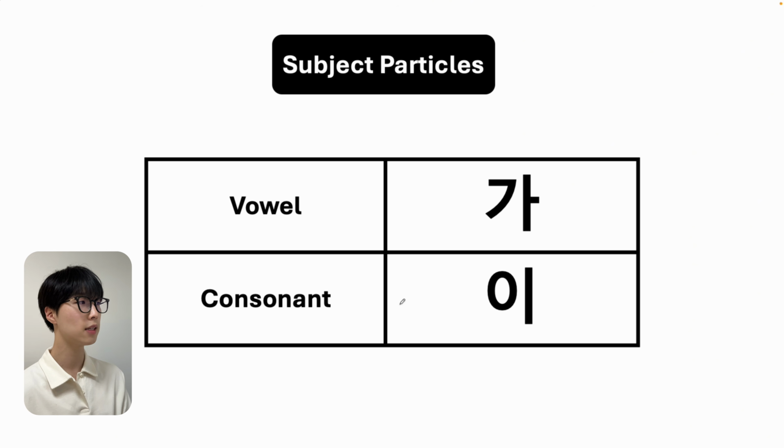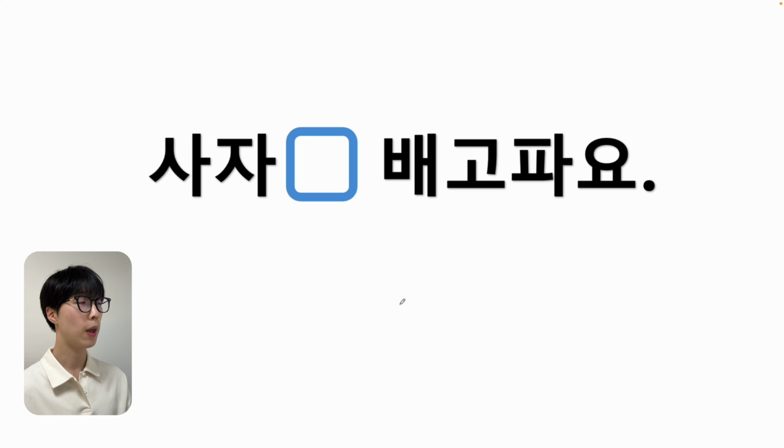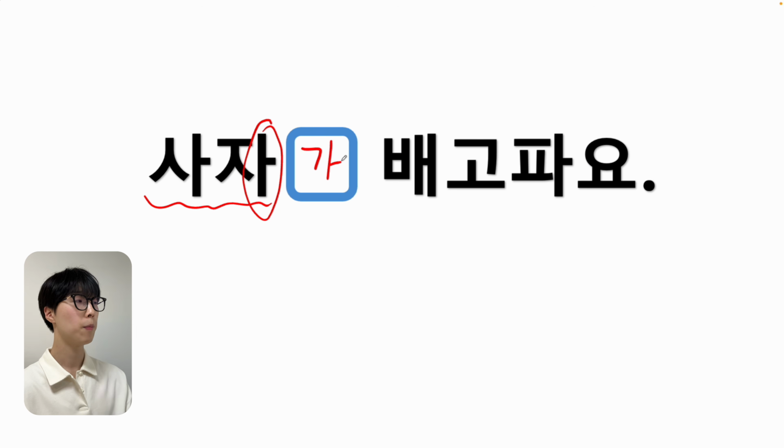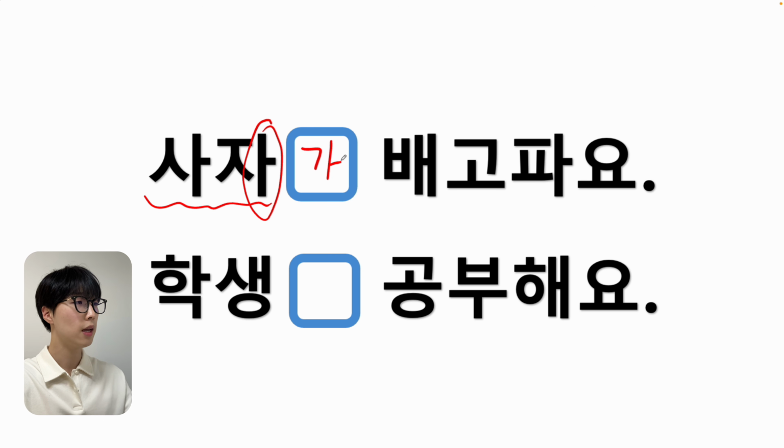Let's take a look at this example. 사자 blank 배고파요. Right now, the noun ends in a vowel. That's why it's going to be 사자가 배고파요. What about this one? 학생 blank 공부해요. The noun ends in a consonant. That's why as a subject, it's going to be 학생이 공부해요. Now that we looked at the difference between topic particles and subject particles, let's move on to object particles.